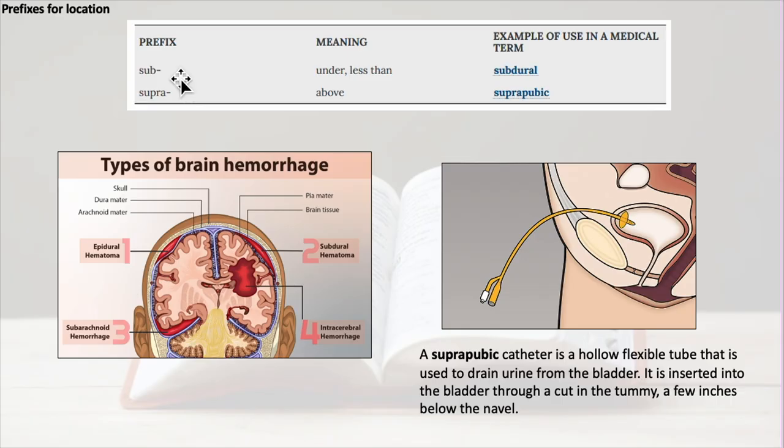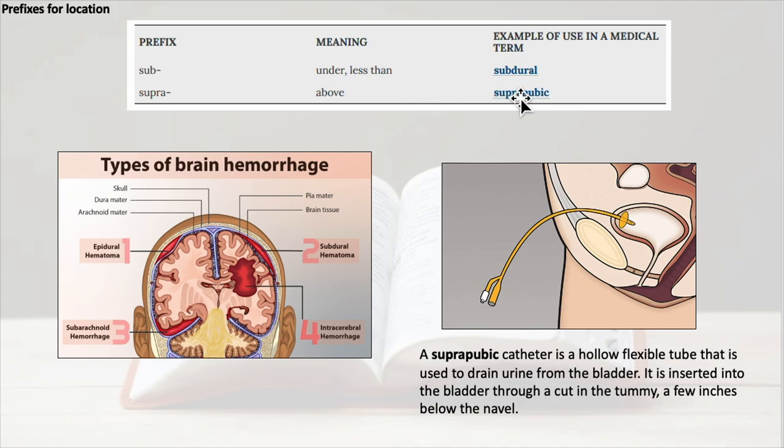On the other hand, sub means below or under. An example of that, in addition to the examples that are on the slide, would be the subclavian artery. The subclavian artery runs below the clavicle, subclavian. Now, as a general rule here, when you see supra or sub, we can immediately think in terms of position, right, or location. Supra above, sub below. Now, on the slide here, we have a couple of examples.